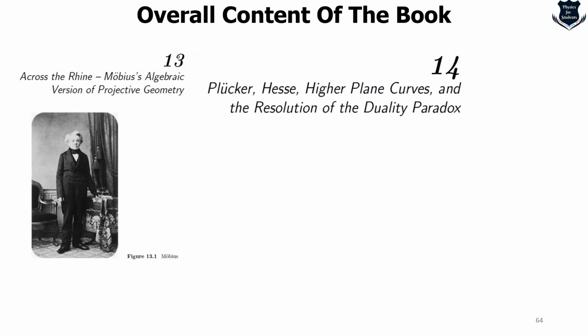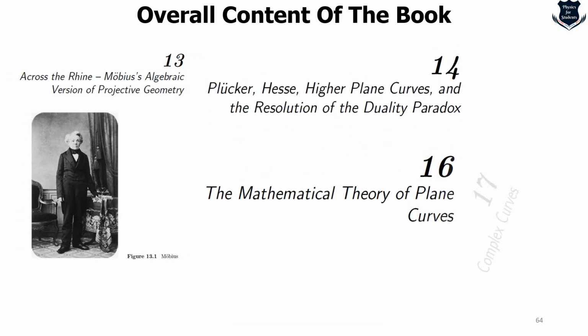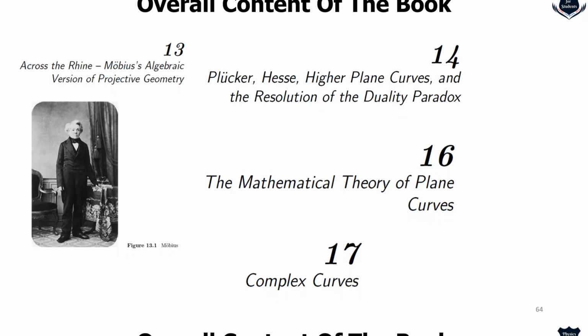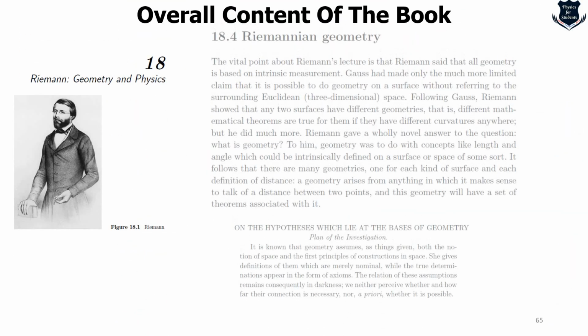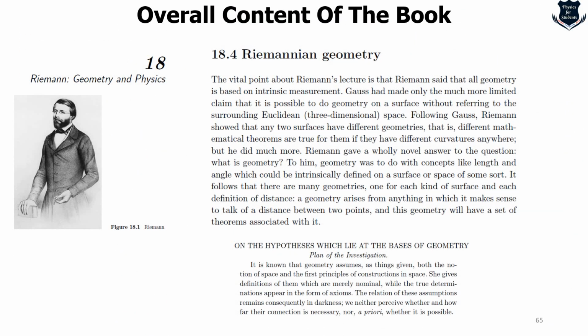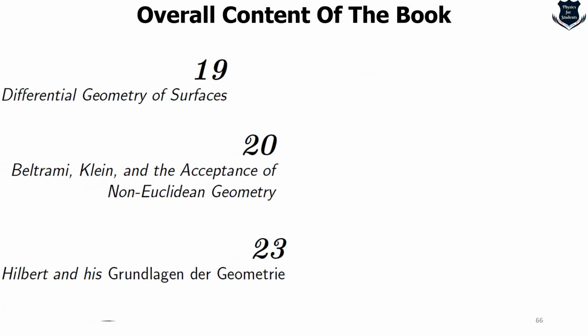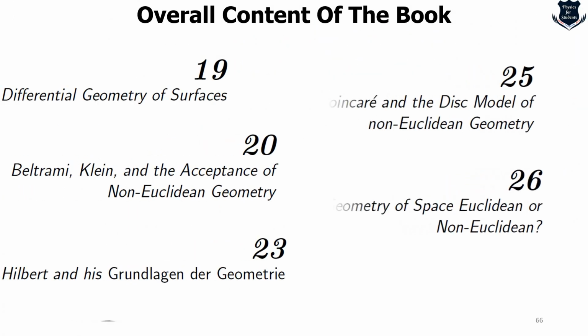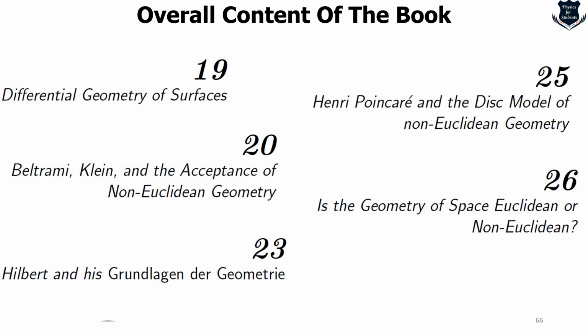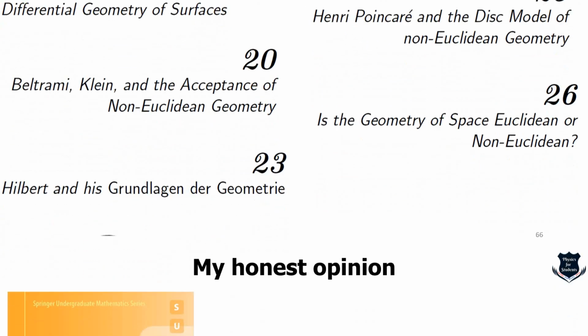Then comes Möbius, algebraic versions of the geometry, the mathematical theory of planes and curves formed by complex curves. Then comes Riemann, his contribution of Riemannian geometry, and this very important work, On the Hypotheses which lie at the base of geometry, considered to be a golden contribution in the field of mathematics. Then followed by differential geometry of surfaces, and the geometry of space, Euclidean and non-Euclidean.